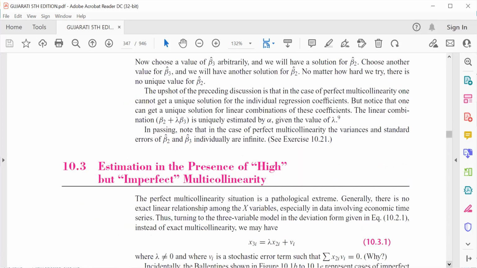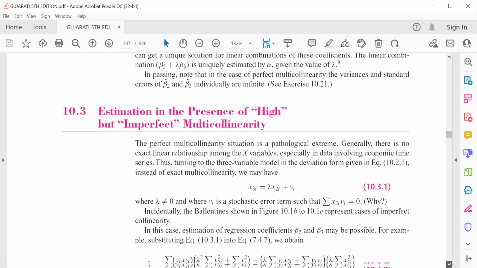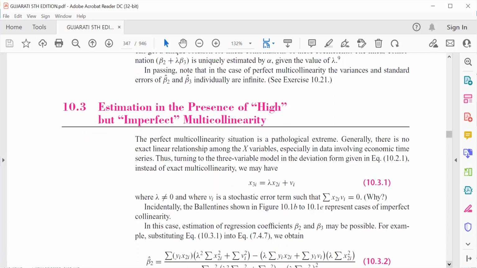So we continue with high but imperfect multicollinearity. Perfect multicollinearity is a pathological extreme. Generally, there is no exact linear relationship among the X variables, especially in data involving economic time series. If we have long time series data, we can avoid perfect multicollinearity. Thus, turning to the three-variable model.